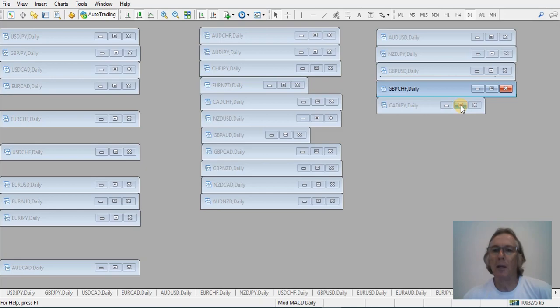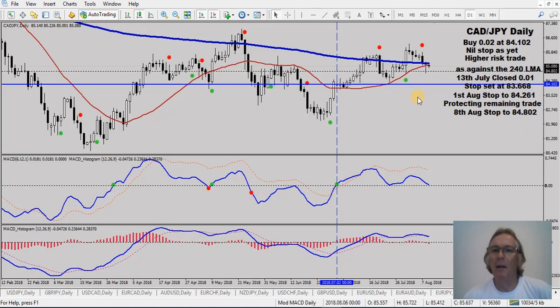And the last one's a CAD yen. I was in a buy back here. I've already closed half and I pushed my stop up pretty tight, and that stop on the spike down yesterday was taken out, so the remaining half of my buy was stopped out. So it's overall profit on this trade, so that buy is no longer in play, so I can get rid of that.